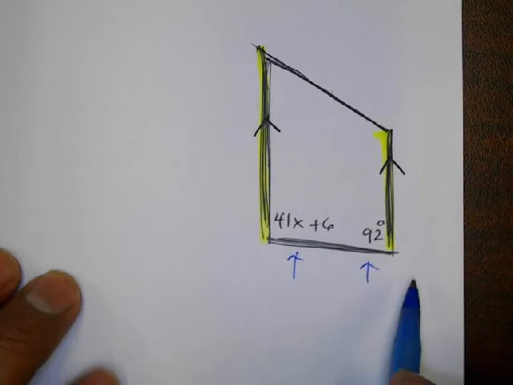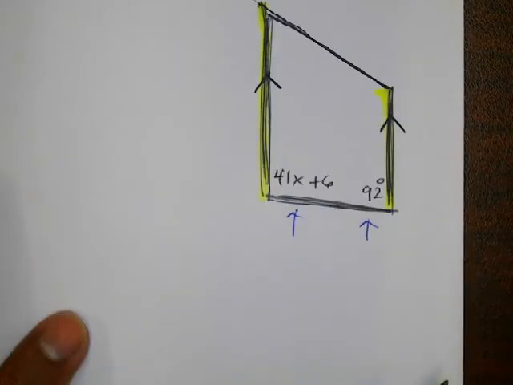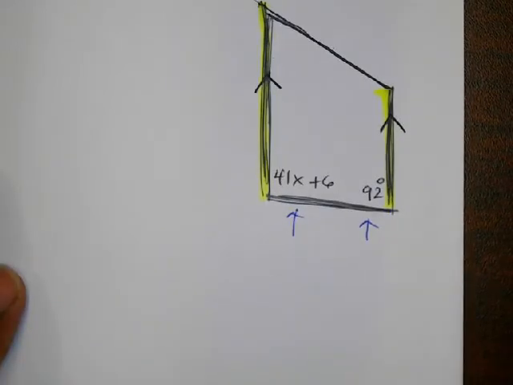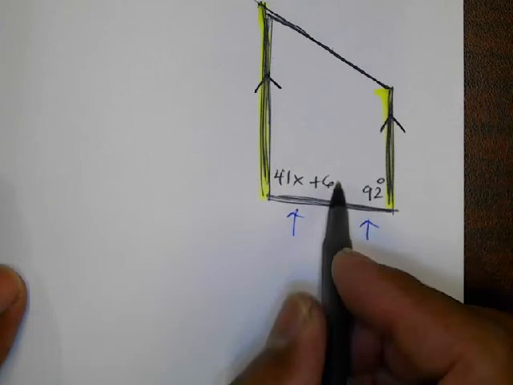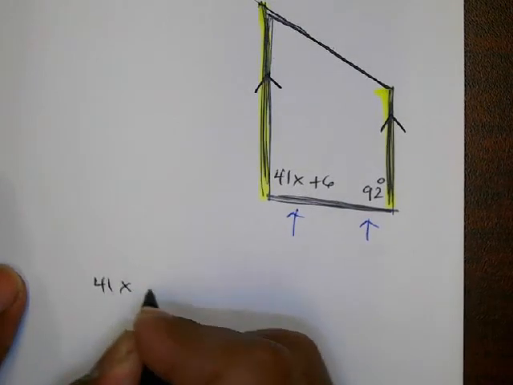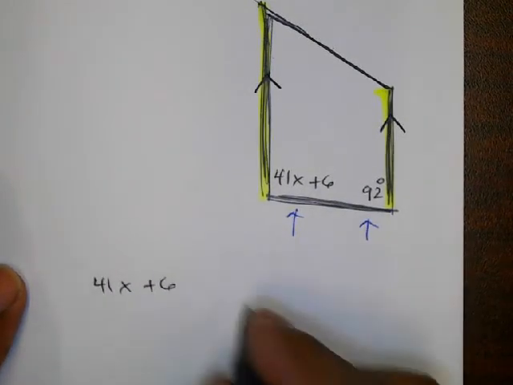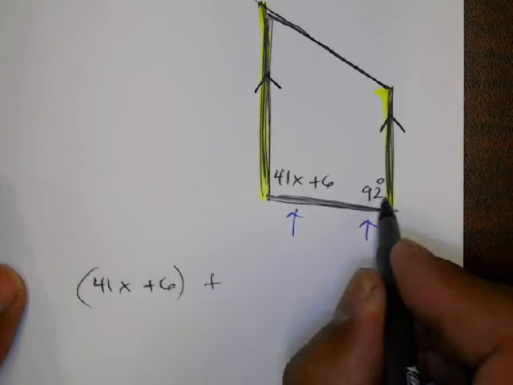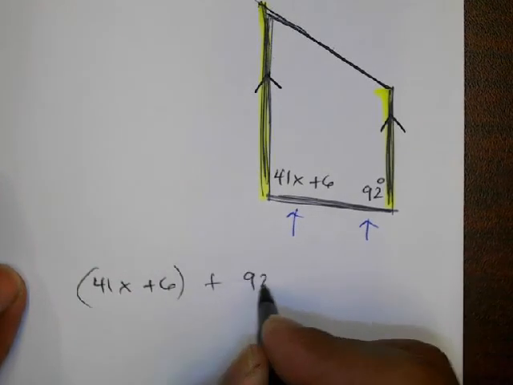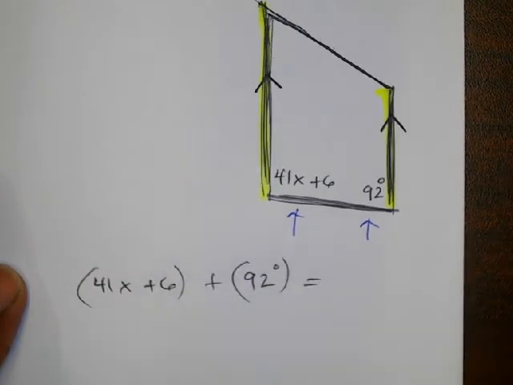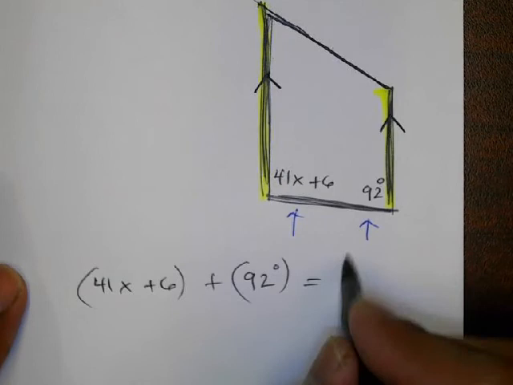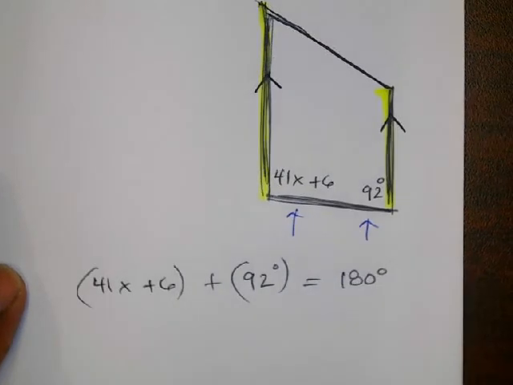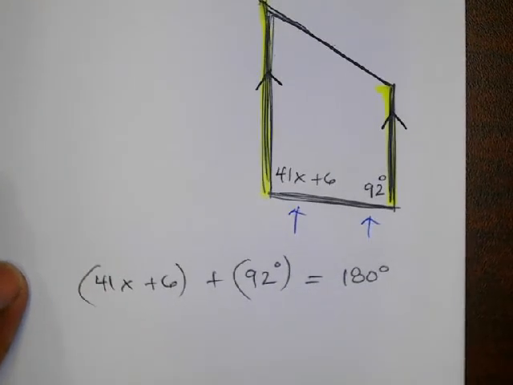Okay, so now these two, I know they add up to 180, but see, here's where you have to set up the equation. So here we go, 41x plus 6, which is this one, plus this other one here, which is 92. They add up to what? 180.